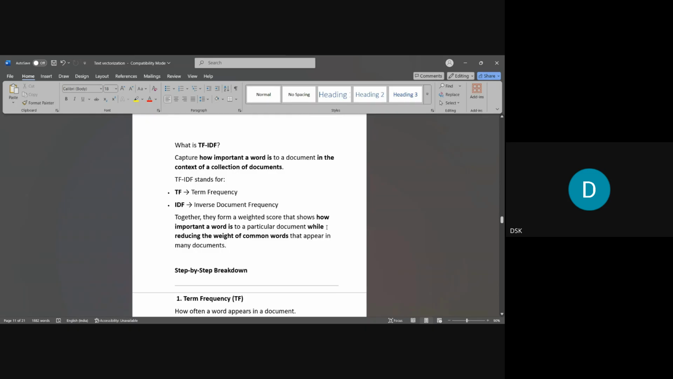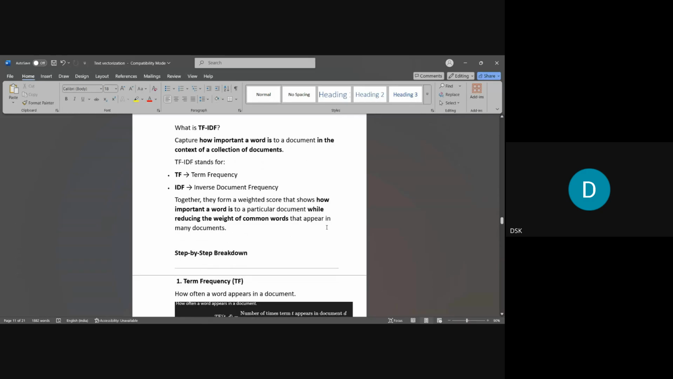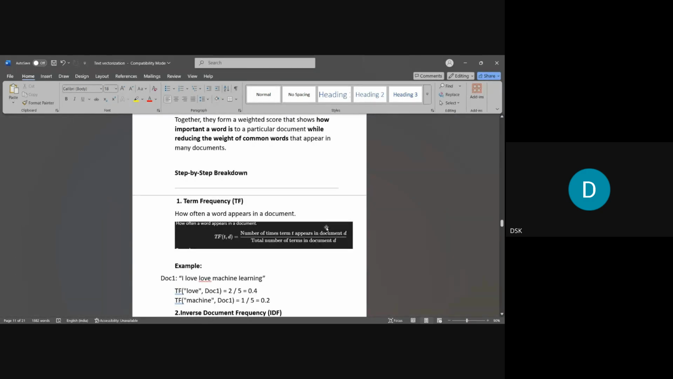So what is TF-IDF? It captures how important a word is to a document in the context of a collection of documents. TF stands for term frequency and IDF stands for inverse document frequency. Together they form a weighted score that shows how important a word is to a particular document while reducing the weight of common words that appear in many documents. As you can see, how often a word appears in a document, this is the formula that we'll be using.